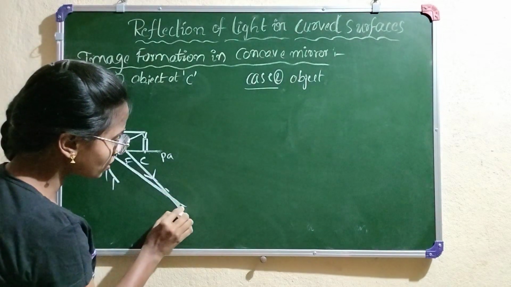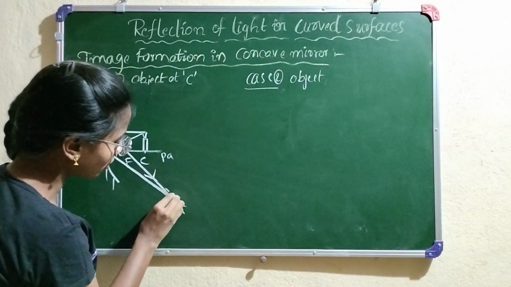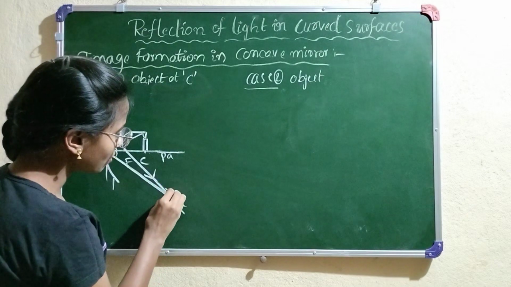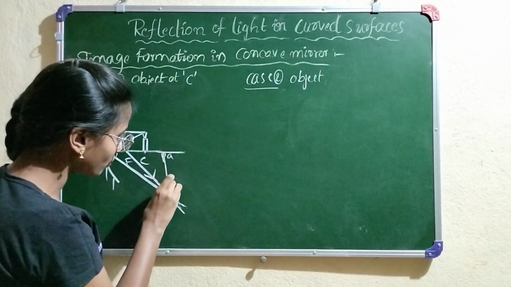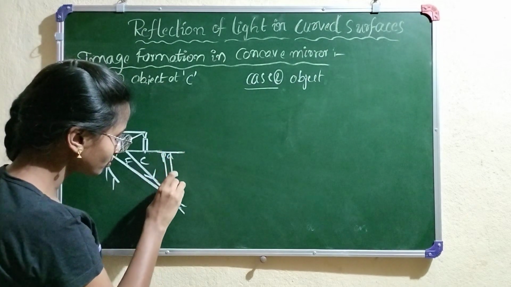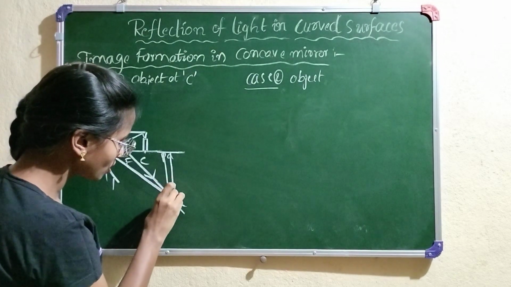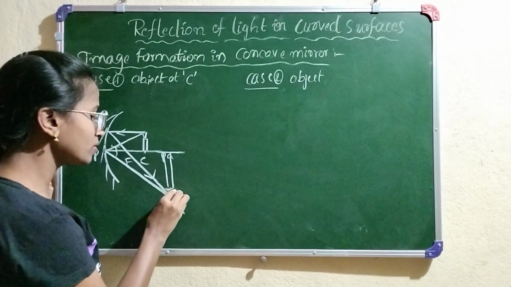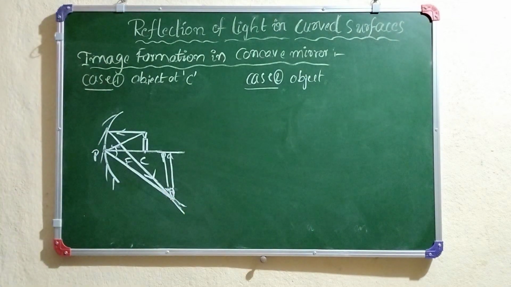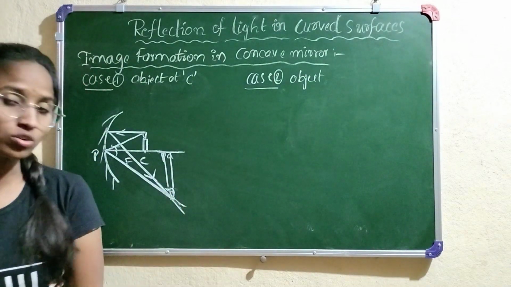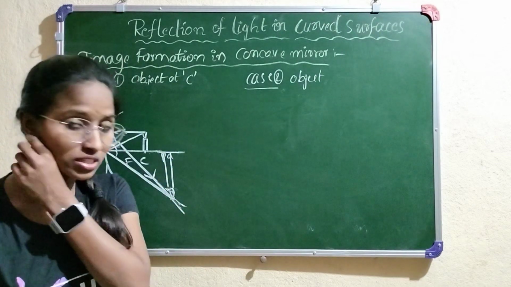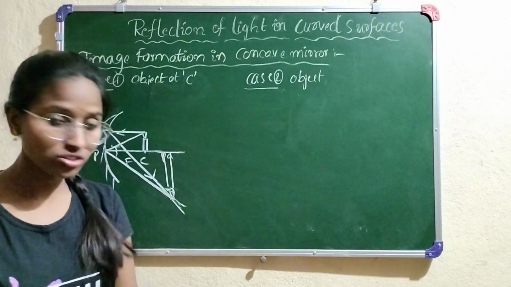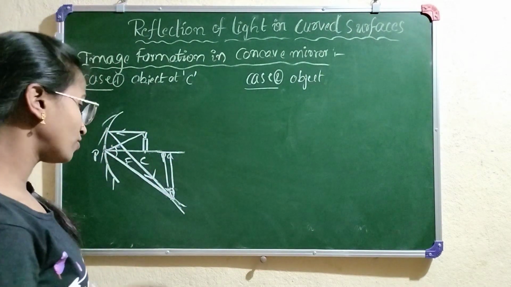So the intersection of these two rays will happen here, which means from this point to here, if you draw a candle, the size of the candle will be formed this much. Am I clear? Which means we can understand the size of the image is enlarged. The size of the image is enlarged. Am I clear? Not magnified, enlarged.